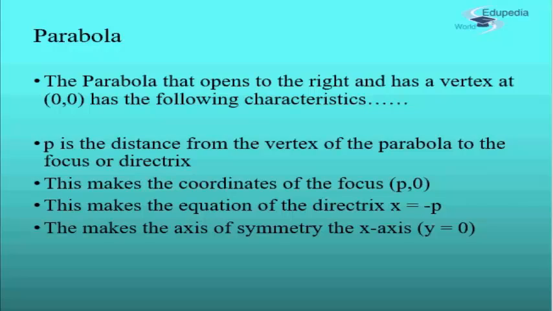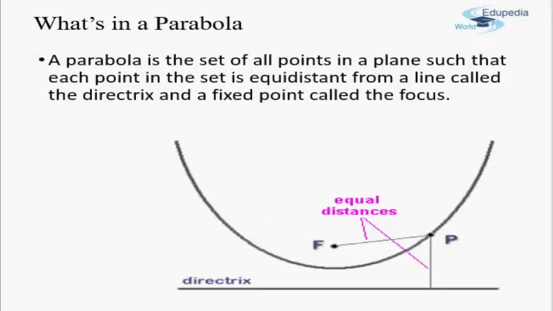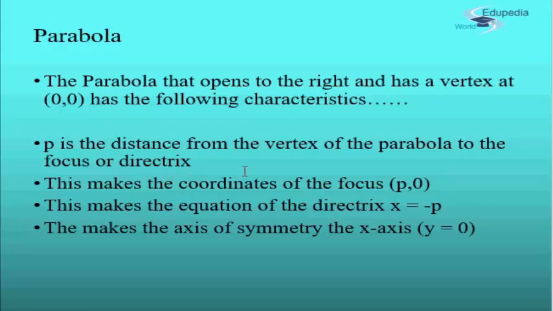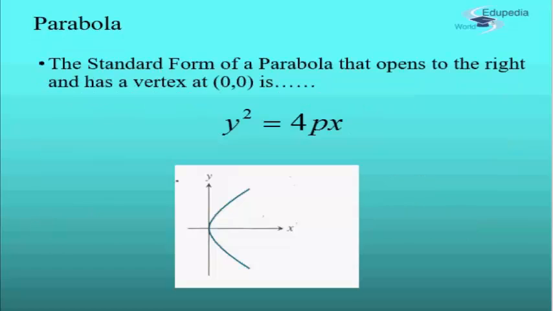P is the distance that we talked about. This distance over here is known as P. So this P is the distance that has to be equal for a particular point to the focus point and to the directrix. If P is the value of that point, the coordinates of the focus are going to be P comma 0. What does that mean? That basically means that it is somewhere on the x-axis. So if it is P comma 0 for the focus, it has to be equidistant for the directrix.